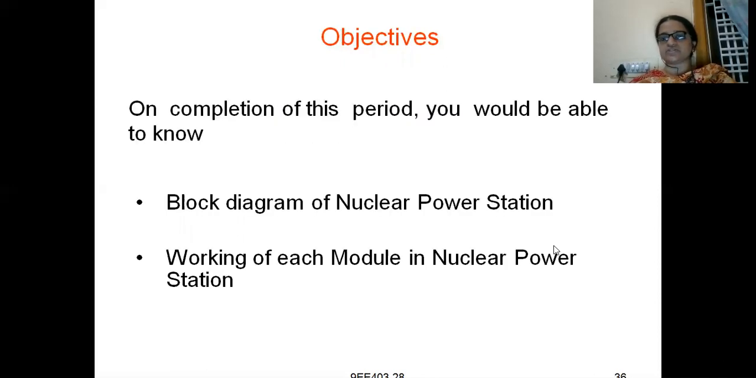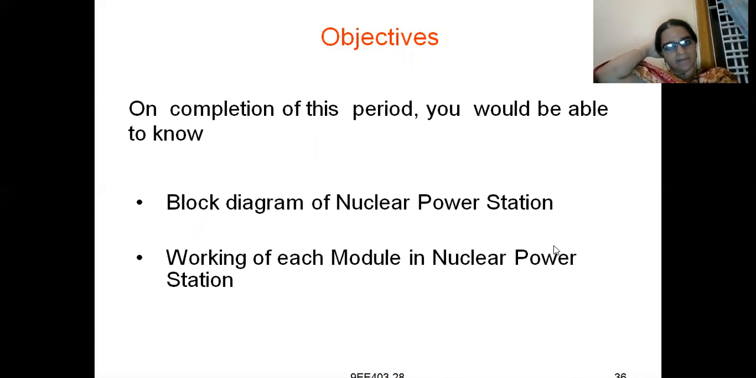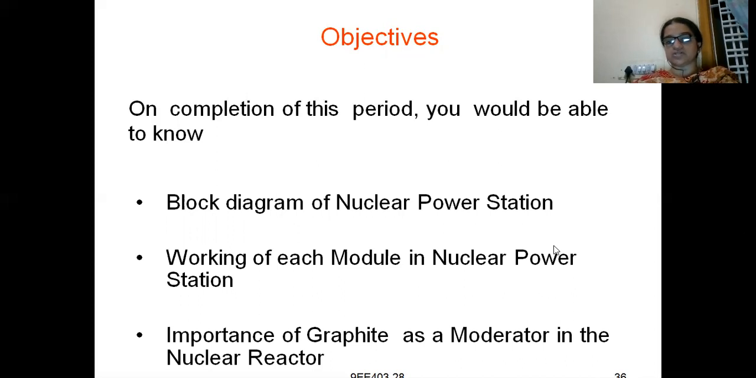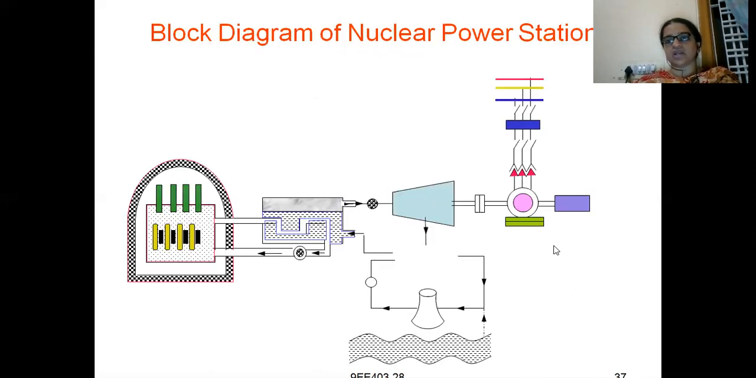We will go to the next topic, which is the working of a nuclear power plant and its block diagram, meaning the layout. In the layout we will discuss the components involved in a nuclear power plant for generation of electrical energy. Each and every component we will study in detail. On completion of this topic, you will be able to know about the block diagram of a nuclear power plant and the working of each module in a nuclear power station. Next is the importance of graphite as a moderator in a nuclear reactor.